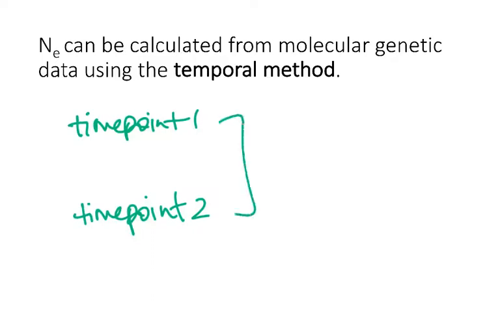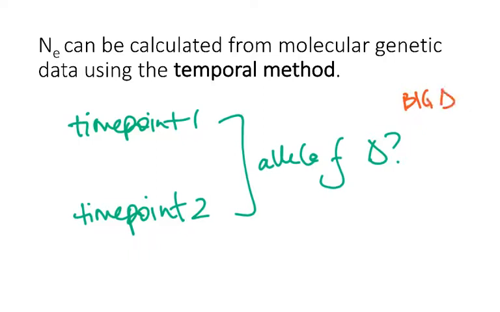And then what you're doing to compare those two different time points is seeing if allele frequencies changed. And remember that genetic drift causes allele frequency changes more rapidly in populations with small effective population size. And so the idea here is that if we see big change in allele frequency, that means that's likely a small population with a small effective population size.